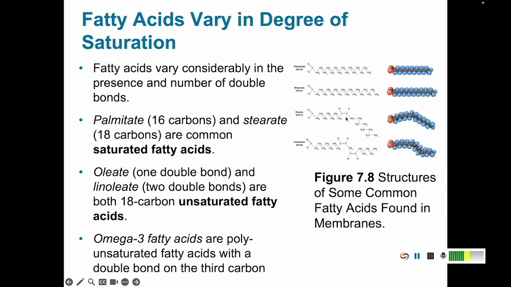Because they don't have that maximum number of hydrogens, they are called unsaturated. So they do not have all the hydrogens that they started with. This one, oleate, which has one double bond, and this one, linoleate, which has 2 double bonds, it doesn't make a difference if it has more than one. They are both considered unsaturated. Having any number of double bonds makes you an unsaturated fatty acid. Omega-3 fatty acids refer to polyunsaturated fatty acids that have a double bond on the 3rd carbon coming out.